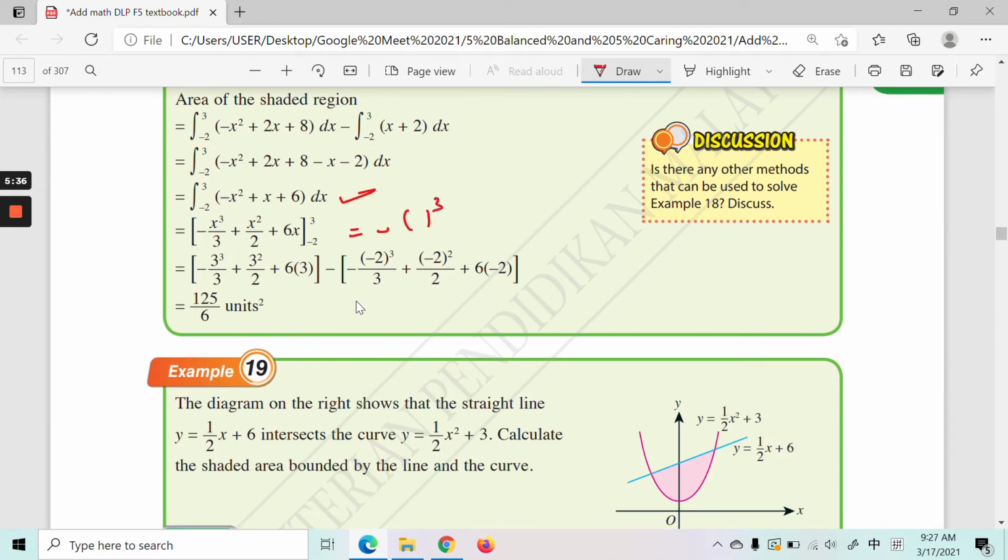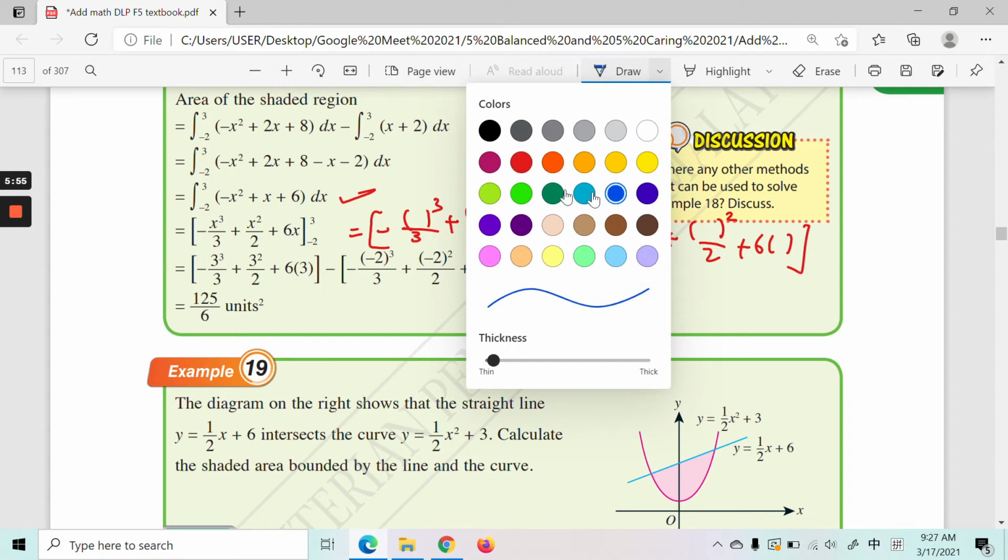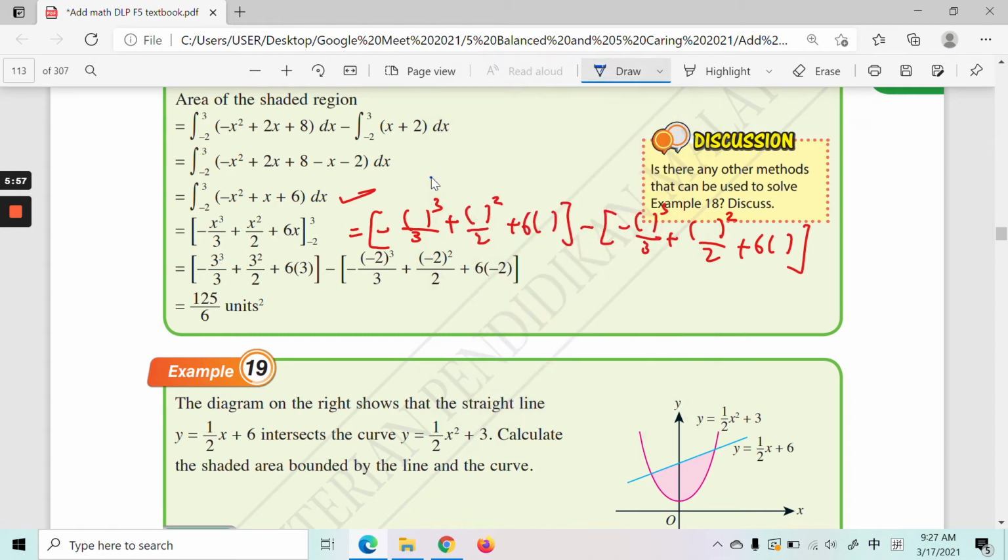Negative bracket power 3 over 3 plus bracket power 2 over 2 plus 6 bracket, and then minus negative bracket power 3 over 3 plus bracket power 2 over 2 plus 6 bracket. So substitute. After you build the bracket, substitute the values 3 and negative 2. So 3, 3, 3, negative 2, negative 2, negative 2.